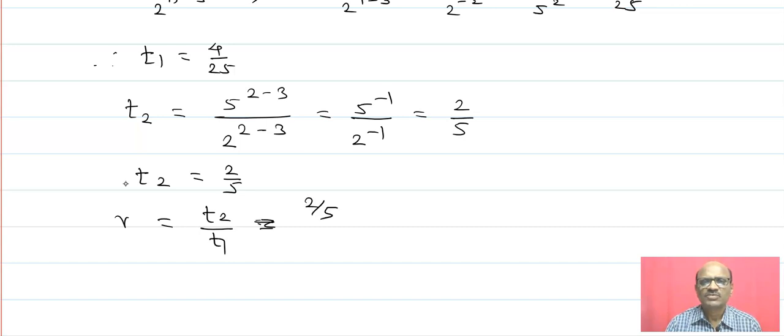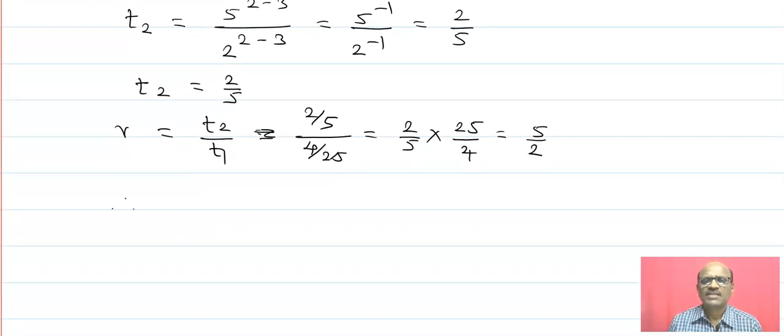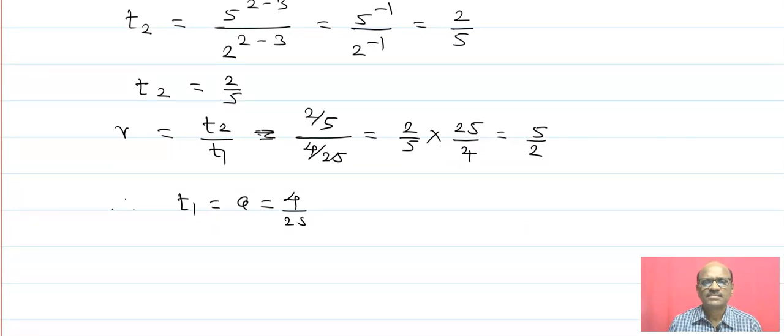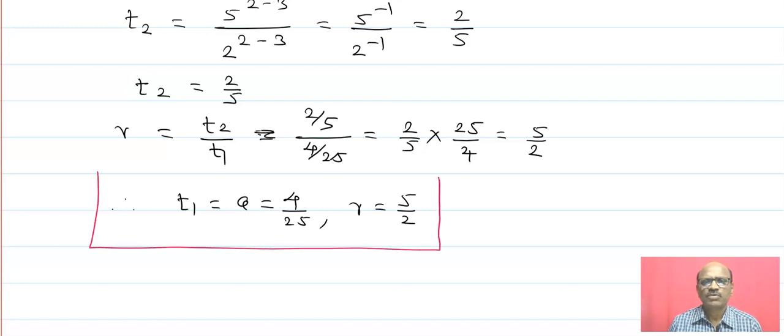Now what is the ratio? That is T2 upon T1, which is 2 upon 5 into 25 upon 4, and that comes to 5 upon 2. Therefore the common ratio is 5 upon 2. T1 is equal to a, which is equal to 4 upon 25.